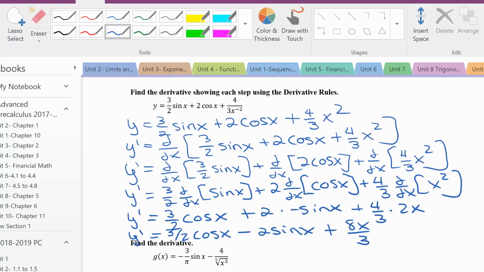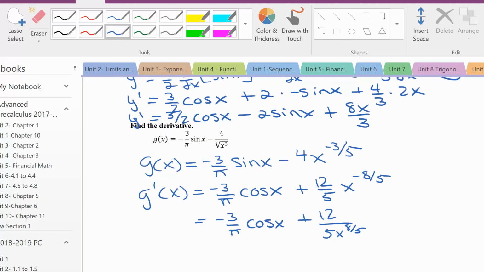All right, try the next one on your own, and then I'll post the answer. All right, so there's the answer for this one. Take each derivative separately, and then remember -3/5 times 4 is +12/5. And then you just make the exponent positive. All right, that concludes the first part of the notes.